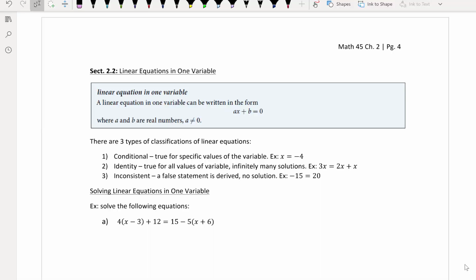Hello Math 45 students, we are going to continue learning about Chapter 2. So in this section, 2.2, we'll be talking about linear equations in one variable.